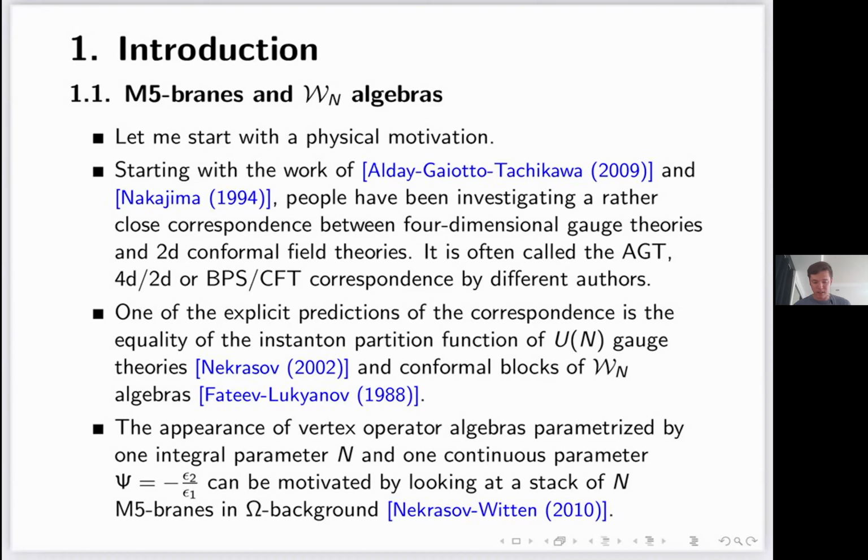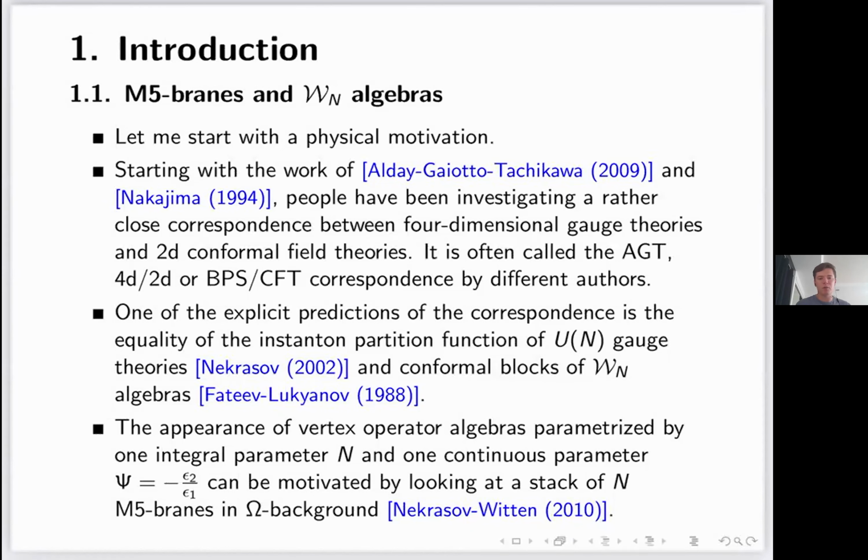One of the explicit predictions of this correspondence is equality of two quantities. One is the instanton partition function of U(N) gauge theories, computed by Nekrasov. And the other one are conformal blocks of some algebras known as W_N algebras, introduced by Fateev and Lukyanov. The details of these objects and what the correspondence actually means are not going to be very important, but it's important that we associate a vertex operator algebra, some kind of associative algebra with some extra structure, parameterized by one integral parameter N, corresponding to this U(N), and one continuous parameter psi. I will often write psi as a ratio of other continuous parameters epsilon 2 over epsilon 1. I will introduce this notation properly later on.